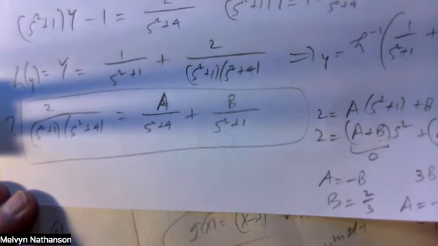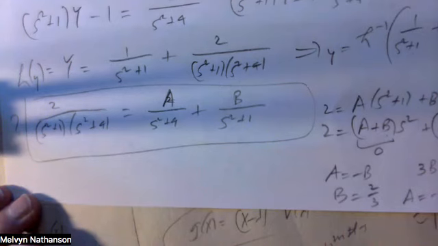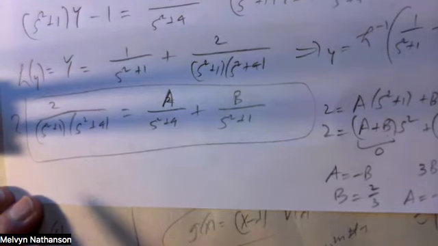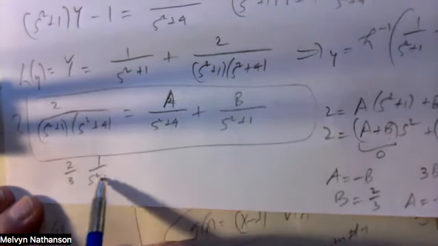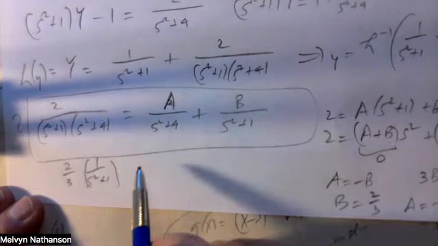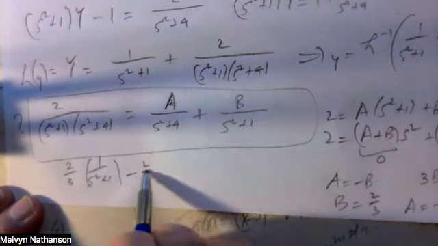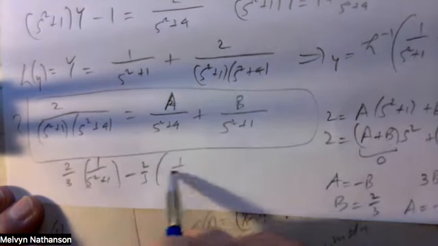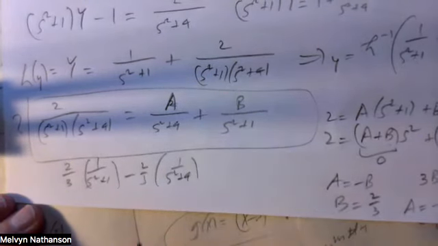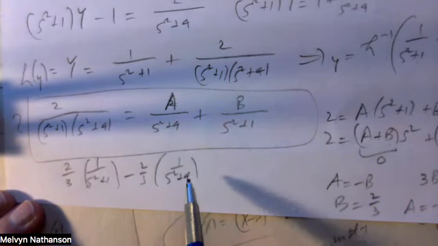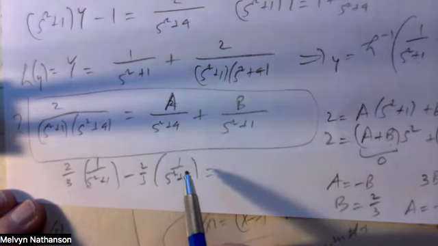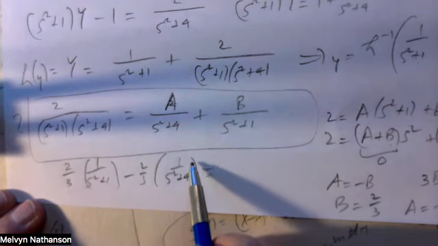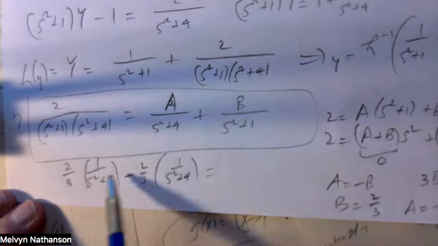Let me just see if this might actually be correct. If I take 2/3, 1 over s squared plus 1, minus 2/3, 1 over s squared plus 4, that's equal to s squared plus 4 minus s squared plus 1. Yeah, that's actually correct. So it's my lucky day.